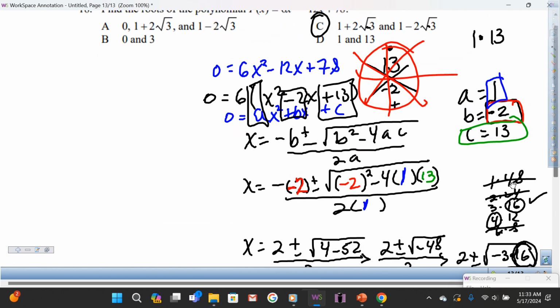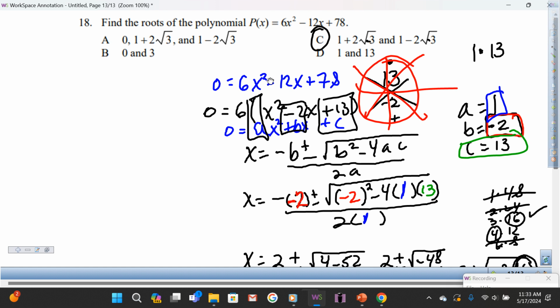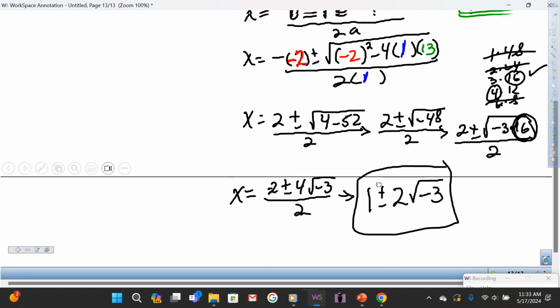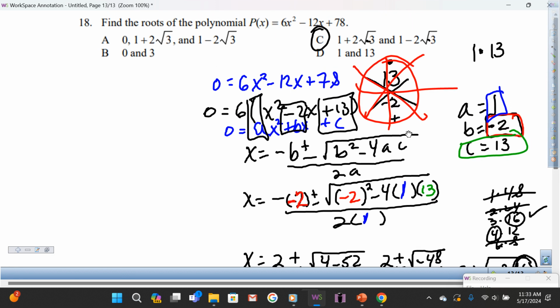But here goes once again, just to recap. Set it equal to 0, GCF. Try to factor using Power Rangers. If you can't, you go to the quadratic formula, substitute values, and the rest is history. And this is for number 18. All right, send me your notes.